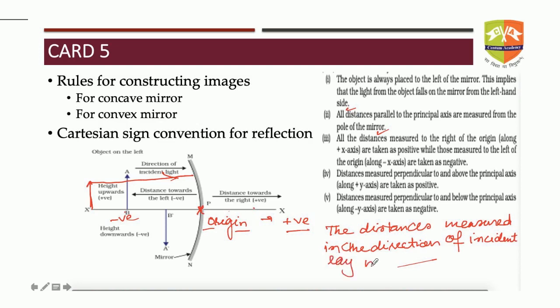Then we have the radius of curvature. So the length of PC is nothing but, because P is a point on the surface of the sphere, and C is the center of the sphere, the distance between the center and any point on the surface of the sphere would be the radius. So which is PC in this case. So PC is nothing but the radius of curvature.